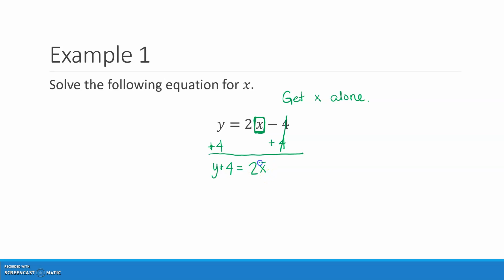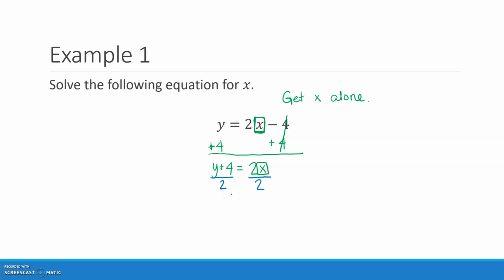Now, I'm going to bring my box down with the x. What do we need to do to x to get it alone? Well, 2 and x are being multiplied, and the opposite of multiply is divide. Now, I can't just divide one thing. I have to divide everything.